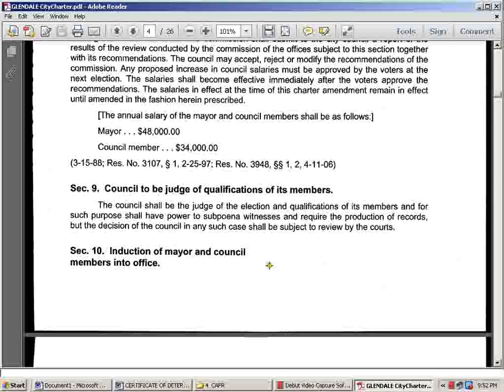Council to be the judge of qualifications of its members. The council shall be the judge of all of the election and qualifications of its members, and for such purposes shall have power to subpoena witnesses, require the production of records, but the decision of the council in any such case shall be subject to review by the courts. Right? So you could go to a town meeting and say, hey, you guys need to go pull out the books to show me you're a qualified registered elector. I don't believe you are, and if they're not, they have no more jurisdiction than the guy taking your order at McDonald's.